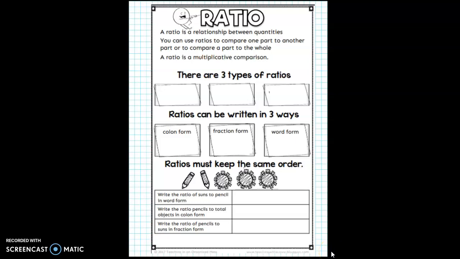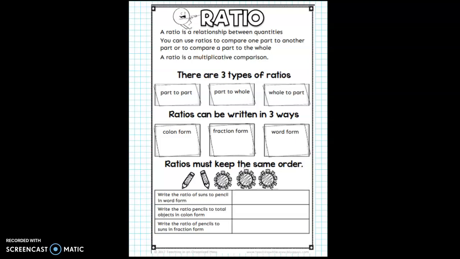A ratio is a relationship between quantities. You can use ratios to compare one part to another part, or to compare a part to the whole. There are three different types of ratios. There is a part-to-part comparison, a part-to-whole comparison, or a whole-to-part comparison.